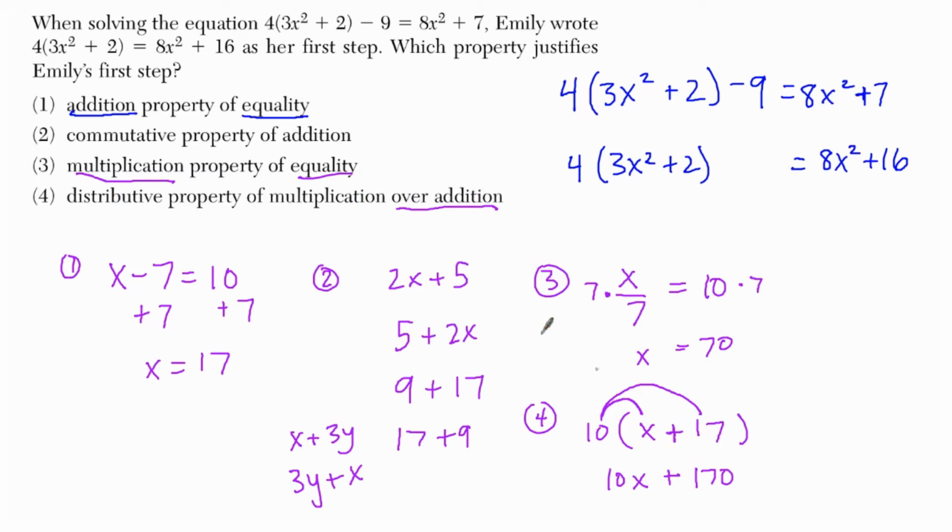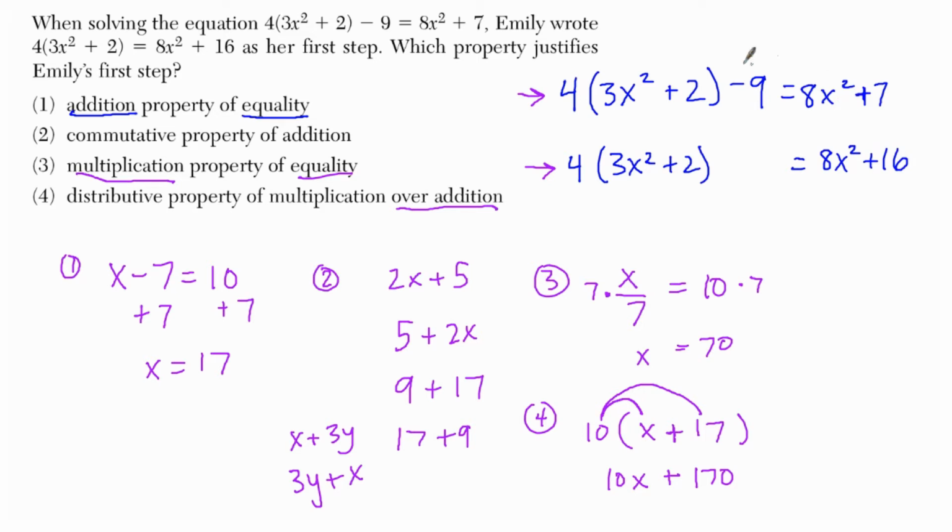So we have 4 different properties here, and we've got to go back to our original question, which is which property takes us from this equation down to this equation. So let's compare. We have this equation here, and it looks like Emily may be solving it. Maybe not, but she's definitely doing something to it. The thing that changes is this minus 9 is no longer here, and the 7 is now a 16.